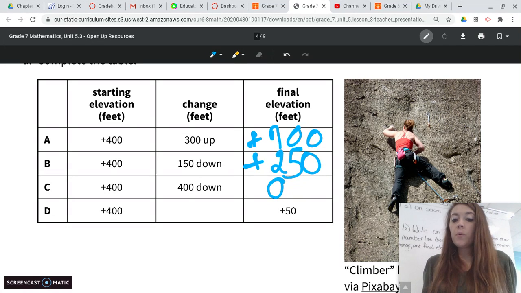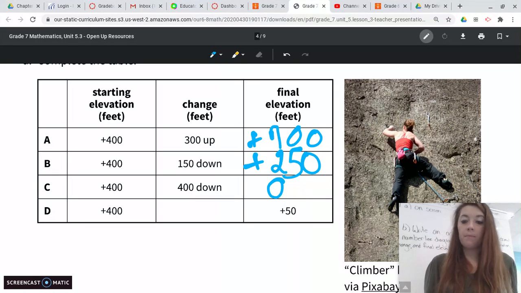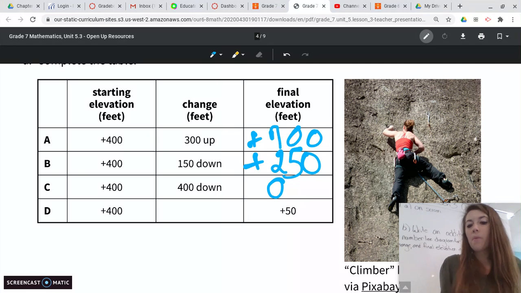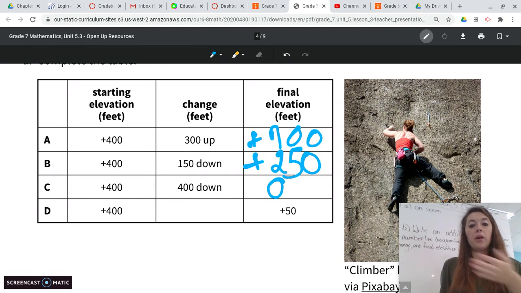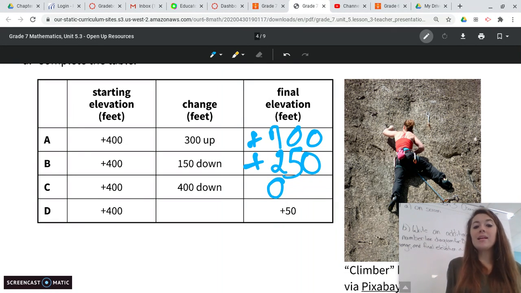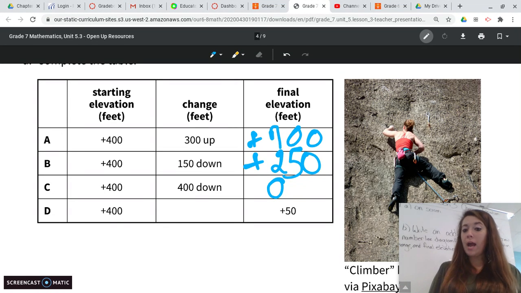You may notice that I did not put a plus 0 there, nor a minus 0. 0 is neither positive nor negative, so we don't put a positive or negative expression on it. 0 is just 0. Anytime you get an elevation of 0, it's going to stay 0. Don't change it to a positive 0. While I won't necessarily mark you wrong, it's just not math appropriate because 0, like I said, is not positive or negative. It's a neutral number.